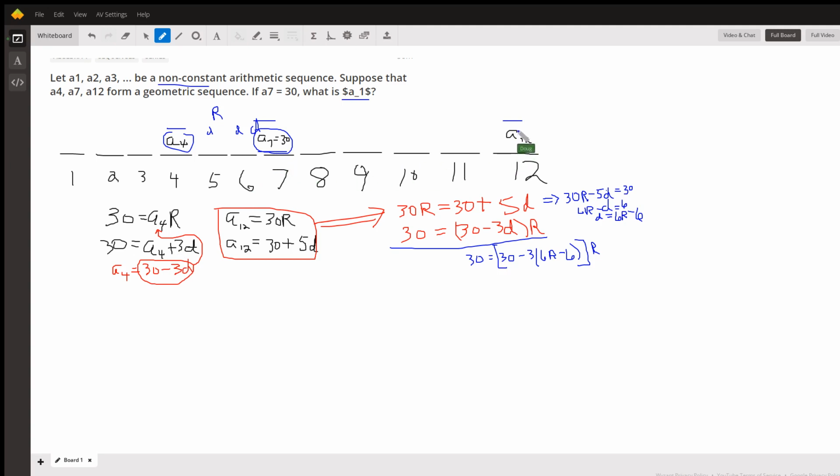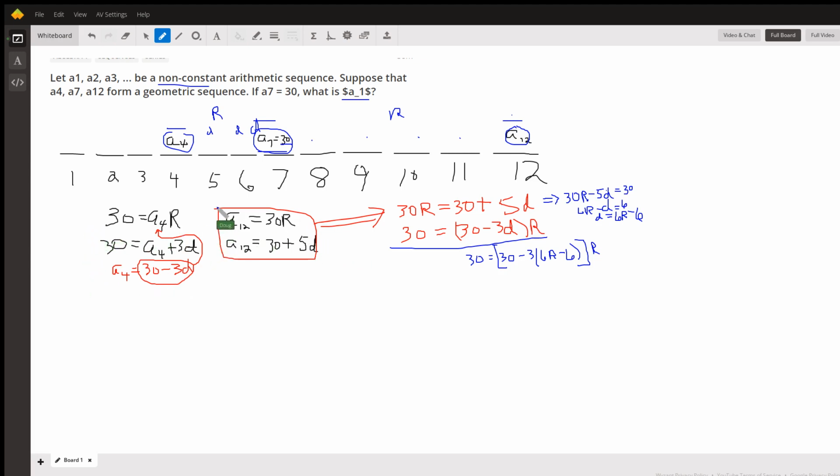And then if we look at a sub 12, I can say that a sub 12 is 30 times one common ratio, because again, those three terms form a geometric sequence. And also a sub 12 is 30 plus 5 differences. 1, 2, 3, 4, 5. So there's 4 equations, 4 unknowns. We should be able to solve for every variable.